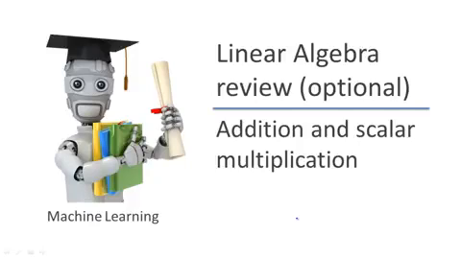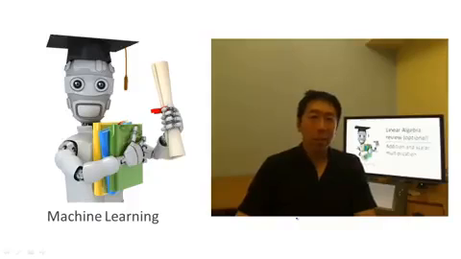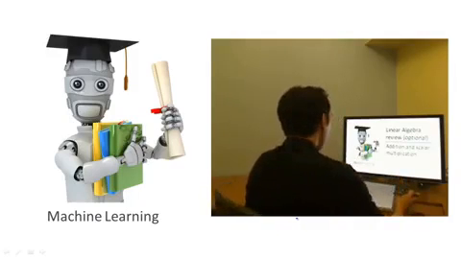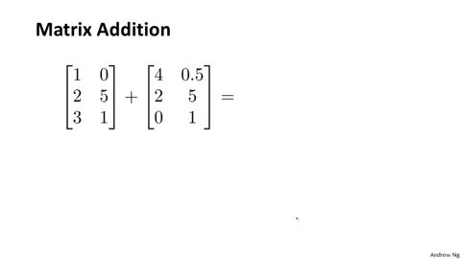In this video, we'll talk about matrix addition and subtraction, as well as how to multiply a matrix by a number, also called scalar multiplication. Let's start with an example. Given two matrices like these, let's say I want to add them together. How do I do that? And what does addition of matrices mean?